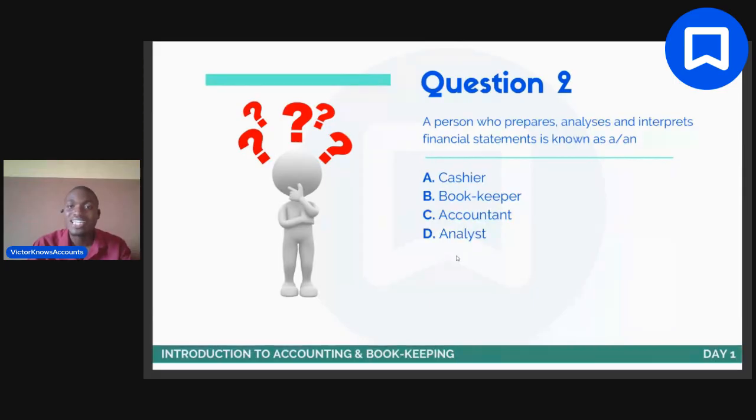An accountant prepares financial statements, analyzes financial statements, and also interprets financial statements. Now, an analyst will be someone that just analyzes financial statements. But somebody that actually prepares financial statements, analyzes them and interprets them, that kind of person is called an accountant. So pay attention to those details. Prepare, analyze, and interpret.